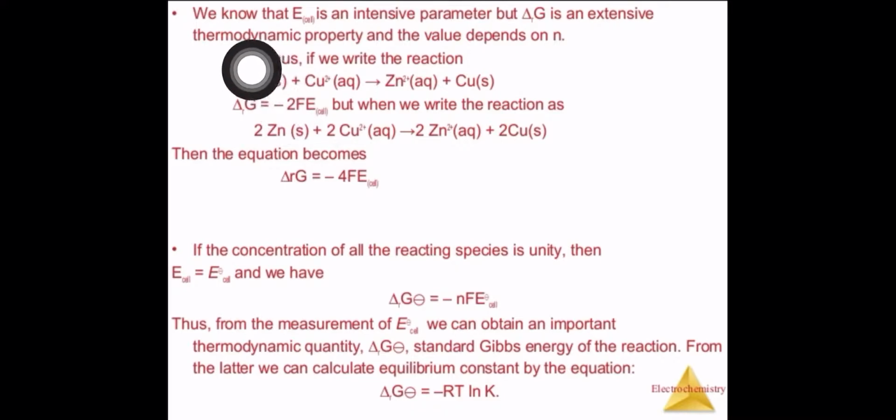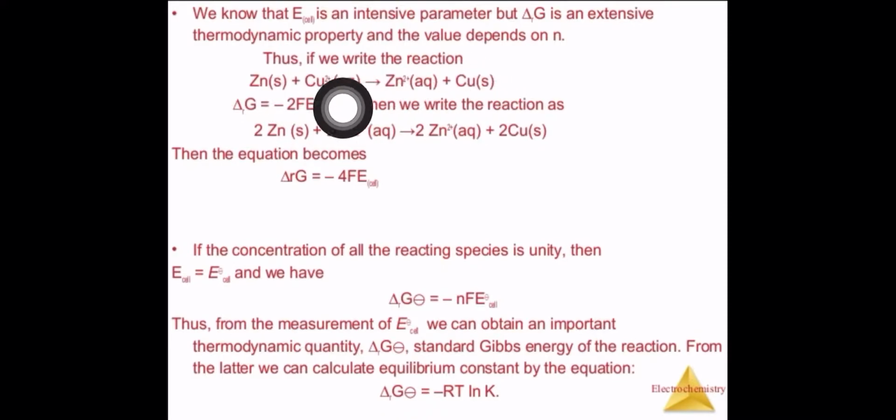Here you remember that an interaction of an extensive quantity with an intensive one will give us an extensive property, right? So nF into E will give us delta rG. So nF into E means an intensive property will give an extensive property. Okay, this we have also seen in 11th standard.